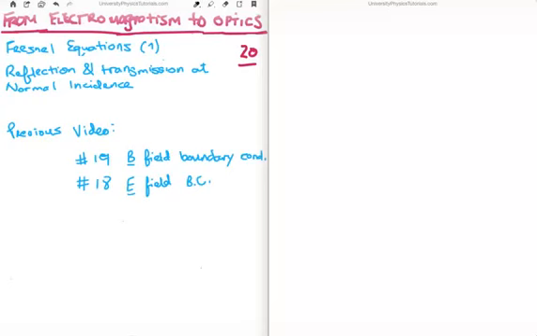Okay, in this video I'm going to continue on with my tutorials bringing us from electromagnetism to optics. This is video number 20, or video number 1 in the Fresnel equation subsection. I'm going to discuss the reflection and transmission of light at normal incidence upon a surface. The previous videos which are relevant are numbers 19 and 18. In 19 I discussed the magnetic field boundary conditions, and in number 18 I discussed the electric field boundary conditions.